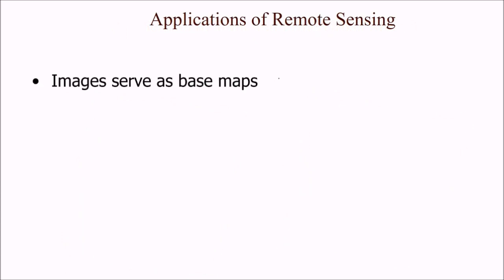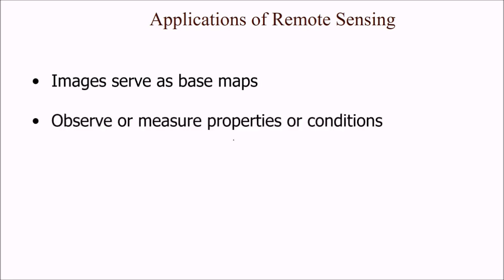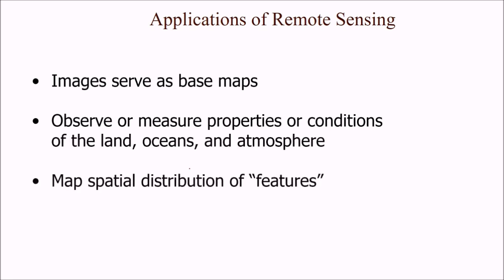Now the applications of remote sensing. Images that we sense using remote sensing can be used as base maps first of all. And we can observe or measure properties or conditions of lands, oceans and atmosphere. It also maps the spatial distribution of features like point, line, polygon. You can show a river by a line, or even by a polygon. You can show your house by a point or even a polygon. So this records the spatial changes. Spatial means anything which has location information or is related to locations.